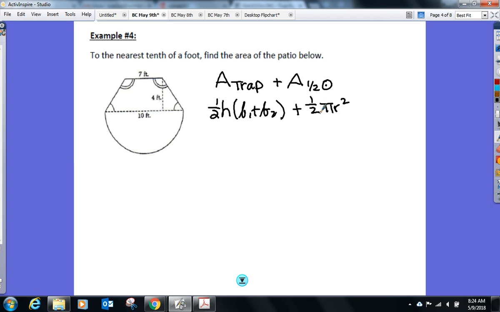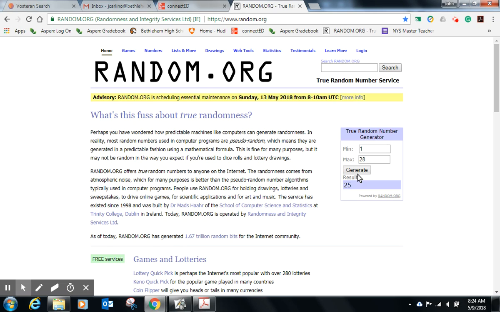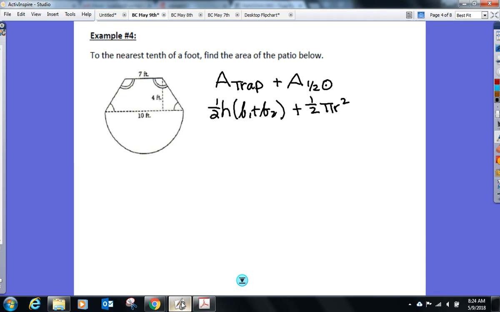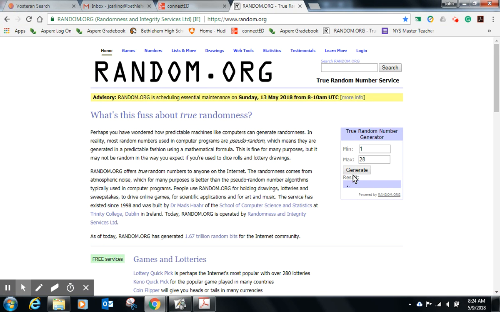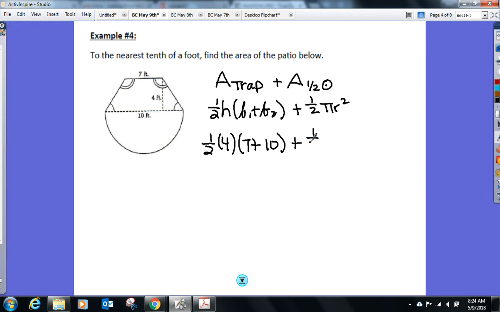Everything's here for you guys. Help me fill in the trapezoid one right now. Half the, what's my height? Bases. Got it. All right, let's go to the circle. I'll do the circle, sure. 1/2 pi. Diameter up there looks to be 10, so I'm going to go 5 squared.